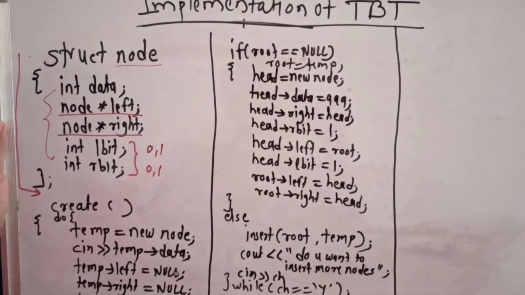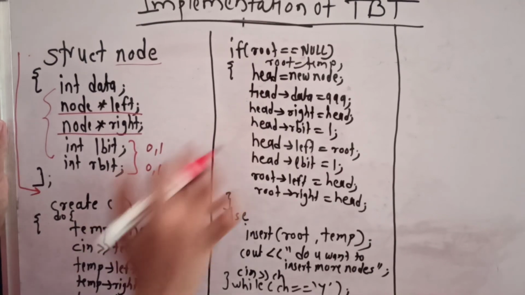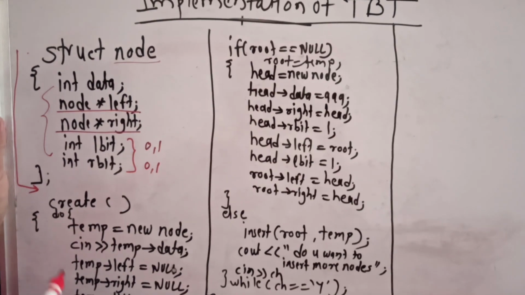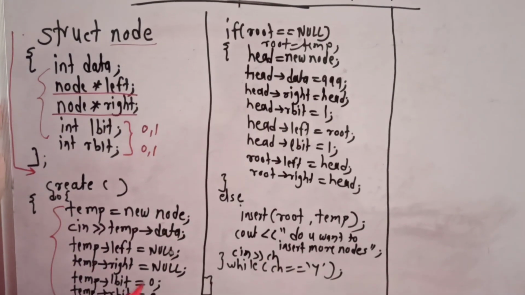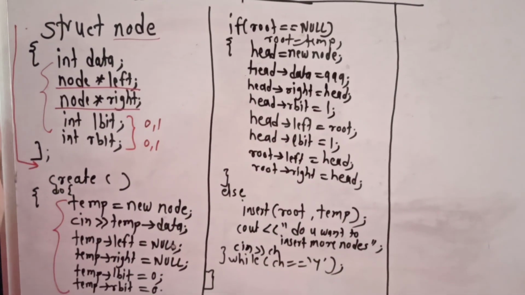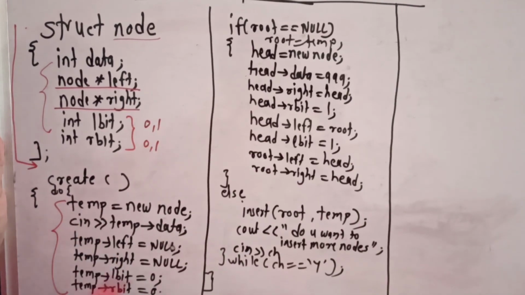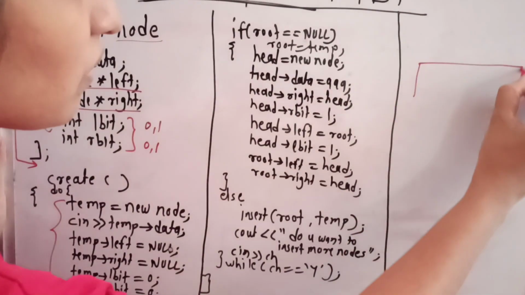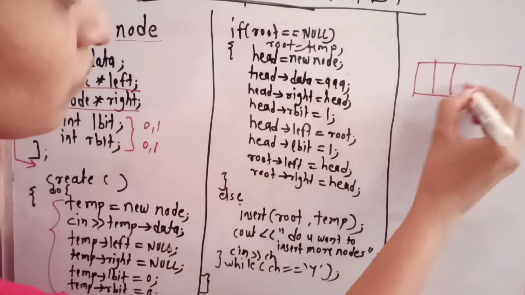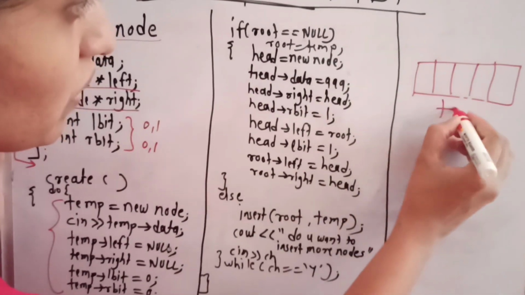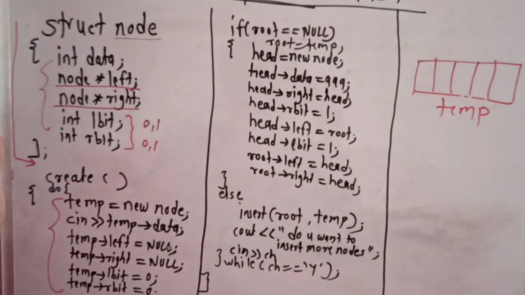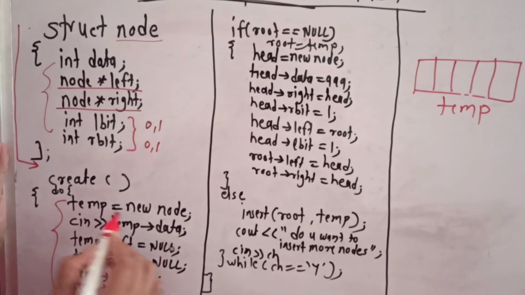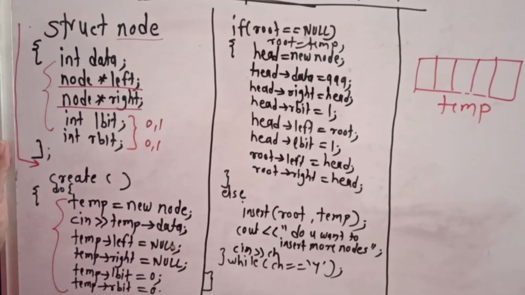Now if I want to create the TBT, this is the code I have written here. Firstly, this is the node creation part. Temp is equal to new node. We are going to allocate the memory for the new node this way. This is the temporary node creation. I have allocated the memory by using this first statement, temp is equal to new node.